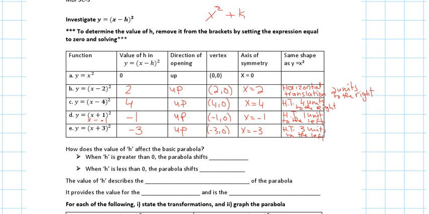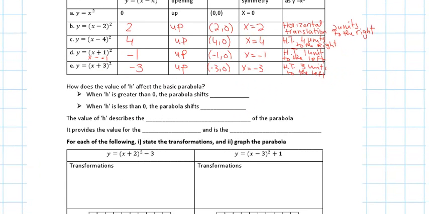So when h is positive, which is greater than 0, which way is it going to move? To the right. Now, we have to be careful how it's going to look inside the bracket. It's x minus h. It's going to look like a negative value, but it's not a negative, it's a positive. If h is negative or less than 0, the parabola shifts to the left. And then how is it going to look inside the bracket?